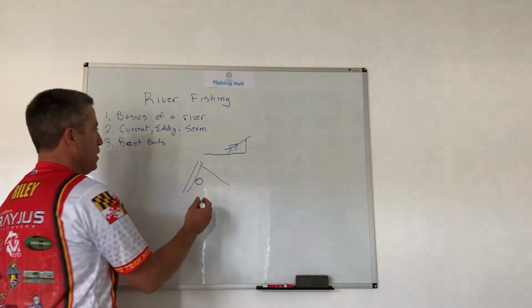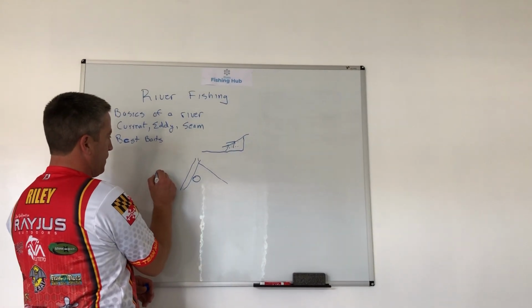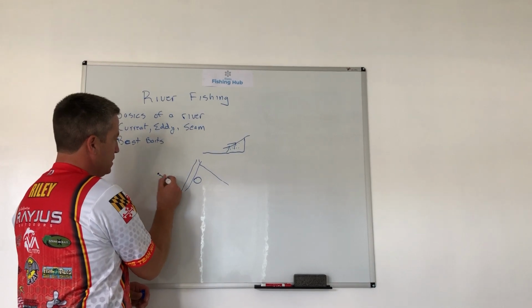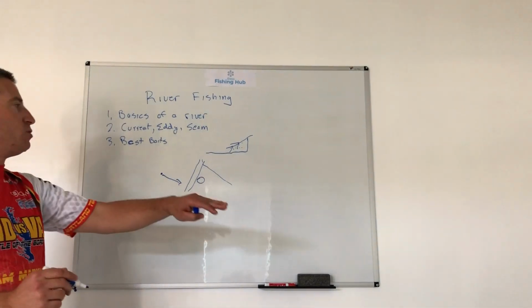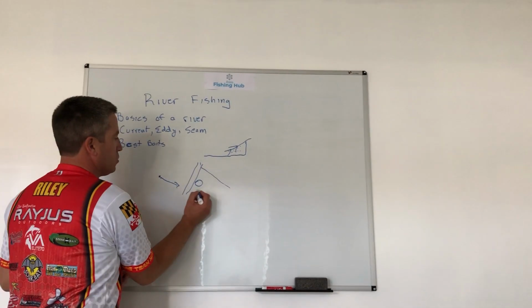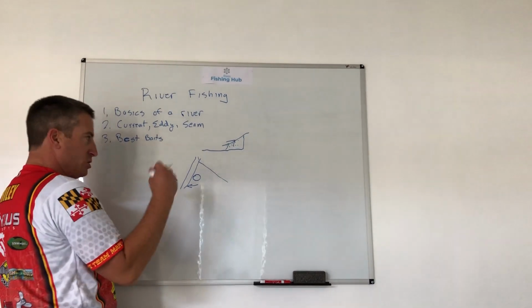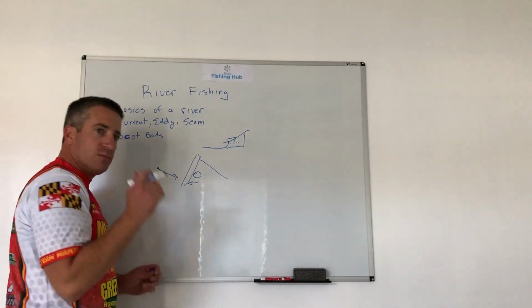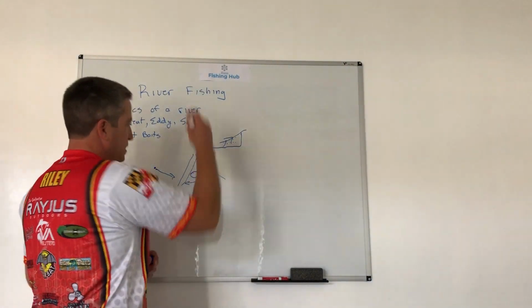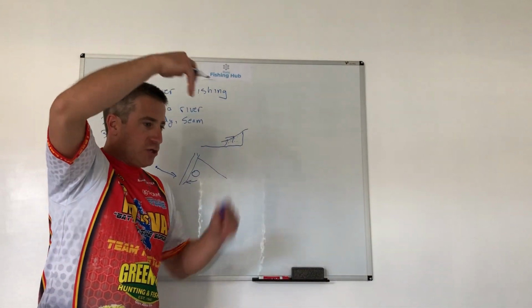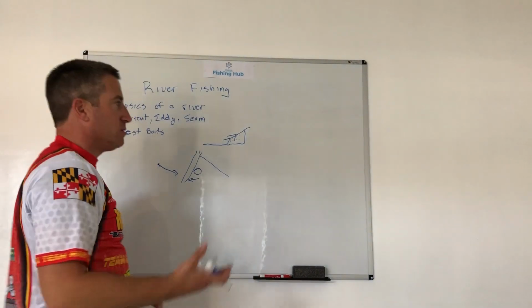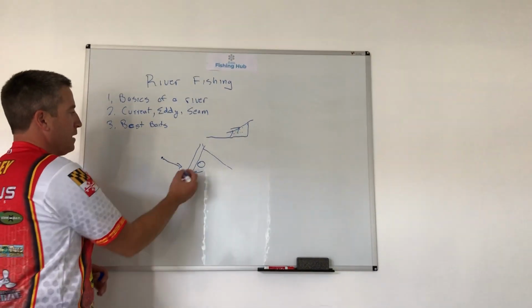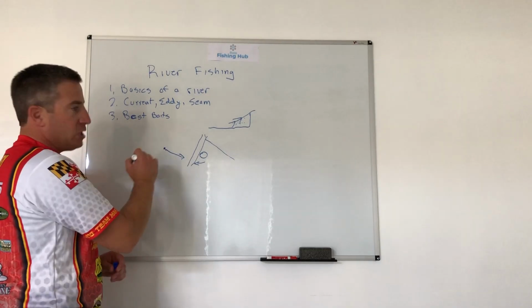So what you want to do is cast on the up current side and let the current take your bait into the tree. Because you've got to remember, the fish are looking this direction into the current, and they're looking out in front of them for bait that comes to them. If you're casting on top of the fish, it's going to go right past them every single time. So it's very important that you position your cast out in front of the fish.